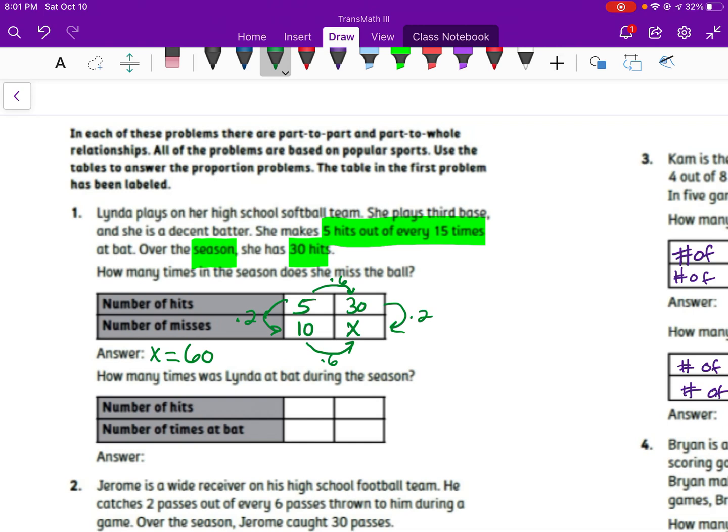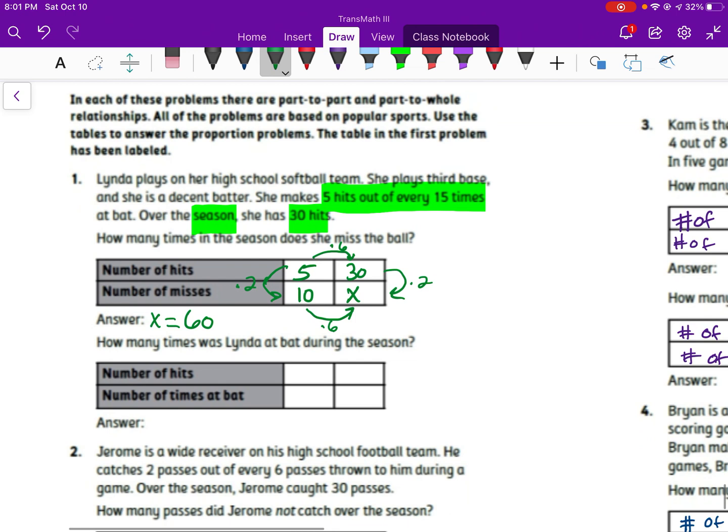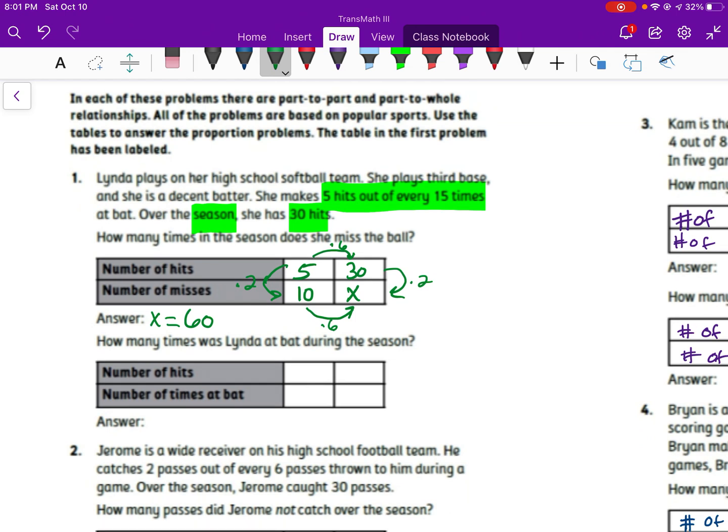All right, so now for the number of hits. Now this next question is asking how many times was Linda at bat during the season? Okay, so for the number of hits, Linda had 5 hits, and she was at bat 15 times. Okay, so that's where we can just straight up use that ratio that we were given. All right, so now over the course of the season, we know that she had 30 hits. Okay, so we can use that horizontal strategy again, okay, because we don't know that missing value. That's the one that's unknown that we could represent with a variable.